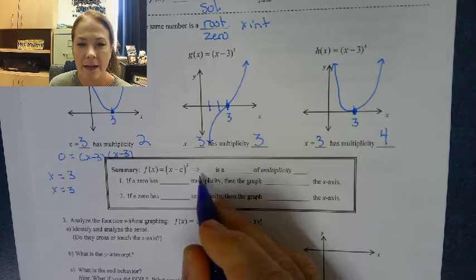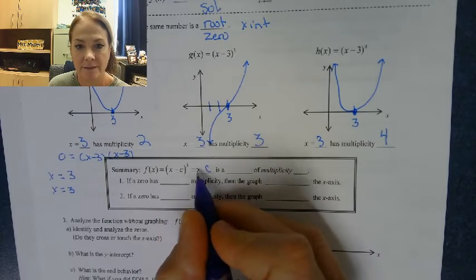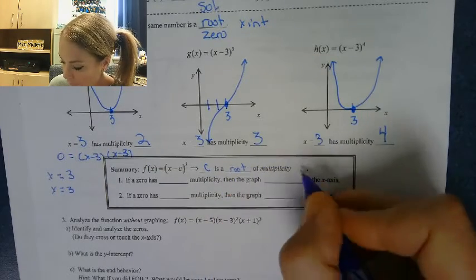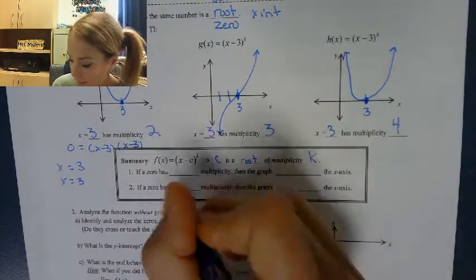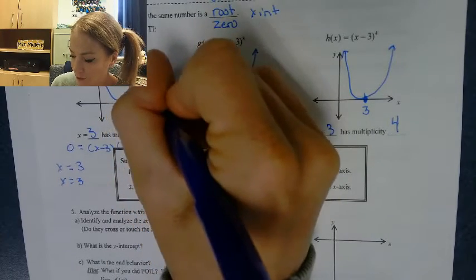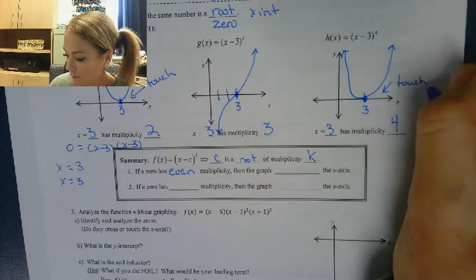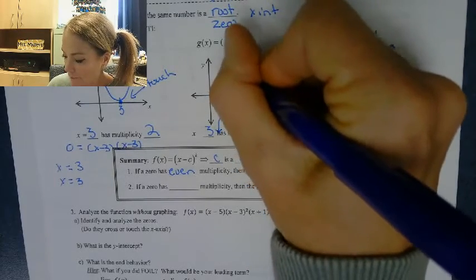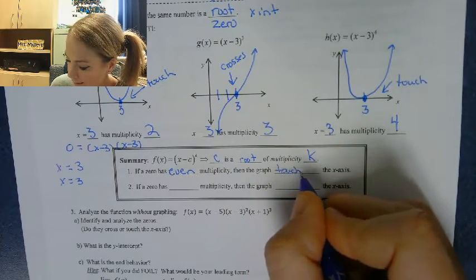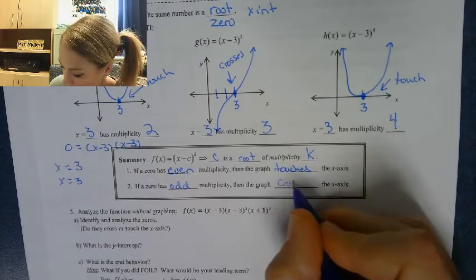So to summarize, if you have x minus c, then positive c is a root. If this were x plus c, negative c would be a root. So it's a root, a 0, a solution, what have you, and it has a multiplicity of the exponent. If it is an even multiplicity, it is going to touch the x-axis. This is going to be important when we try to graph without our graphing calculator. If it has odd, note that it crosses. All right, so if it has an even multiplicity, it touches. If it has an odd, it crosses.